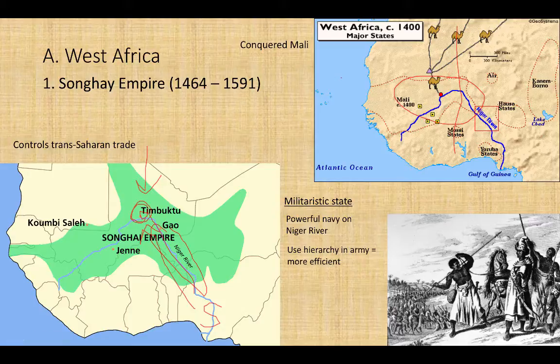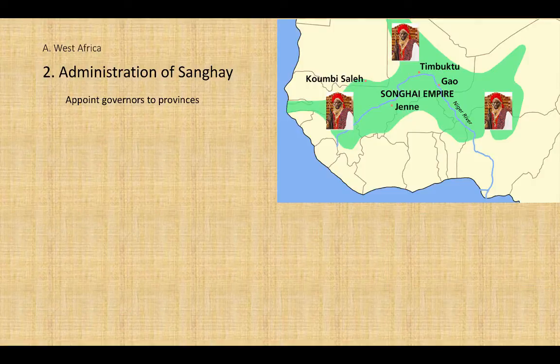Next, since the army is so important to maintain these trade routes, they had a very hierarchical army. This helps them to be organized in battle if they have their army divided into units and then they have commanders for each unit. This is something we've seen in other places in the world, but we haven't talked about it yet here in sub-Saharan Africa. Next, administration of the Songhai. Just like many places, the Songhai is divided into provinces, which makes it easier for the king to control. He appoints governors to each of these provinces who are answerable to him.